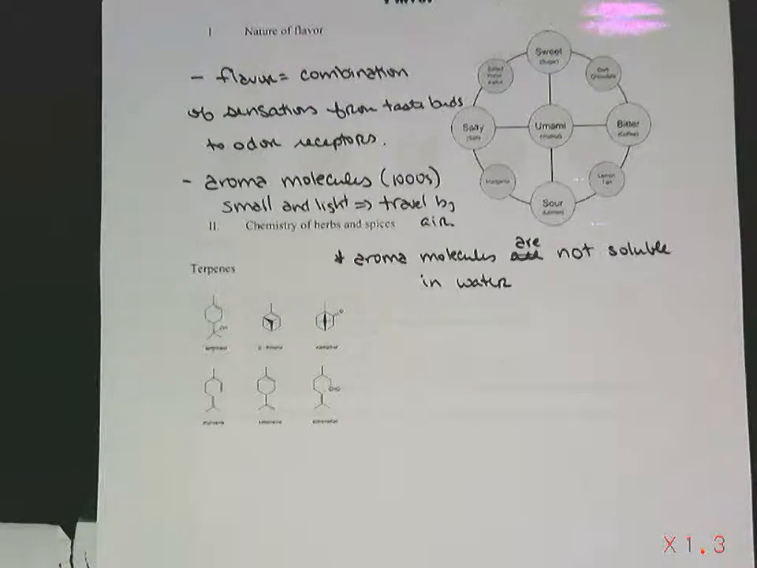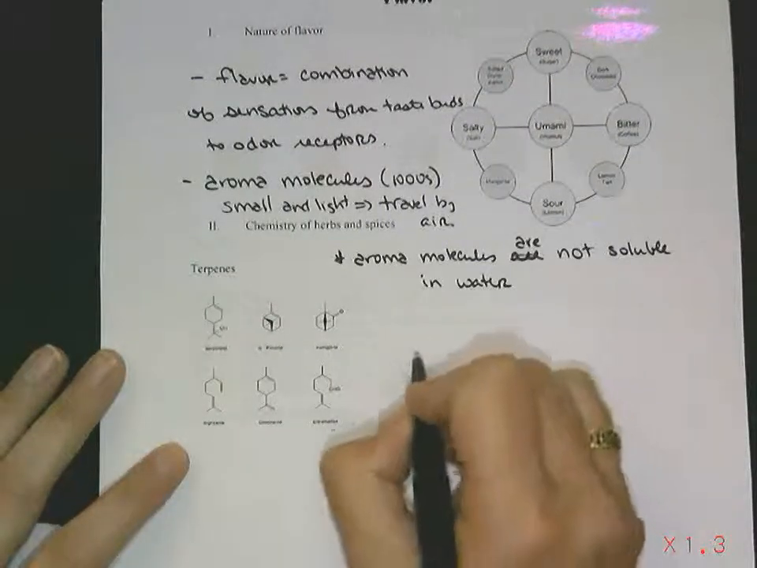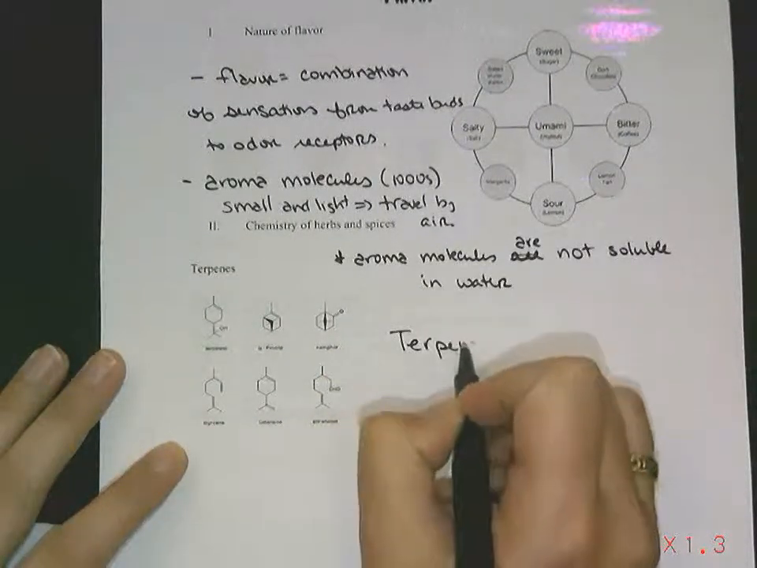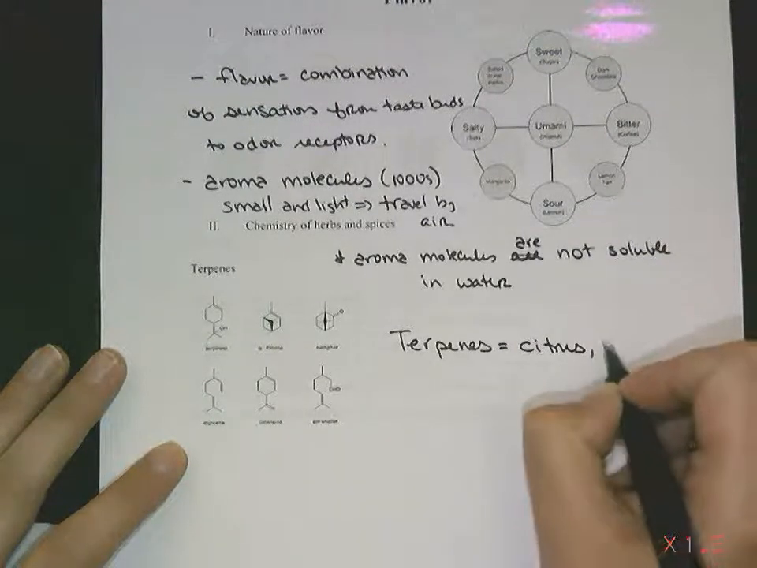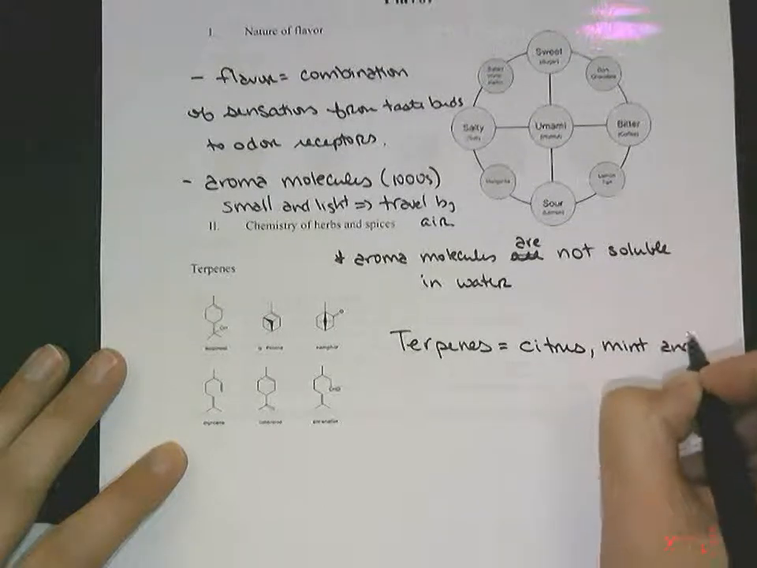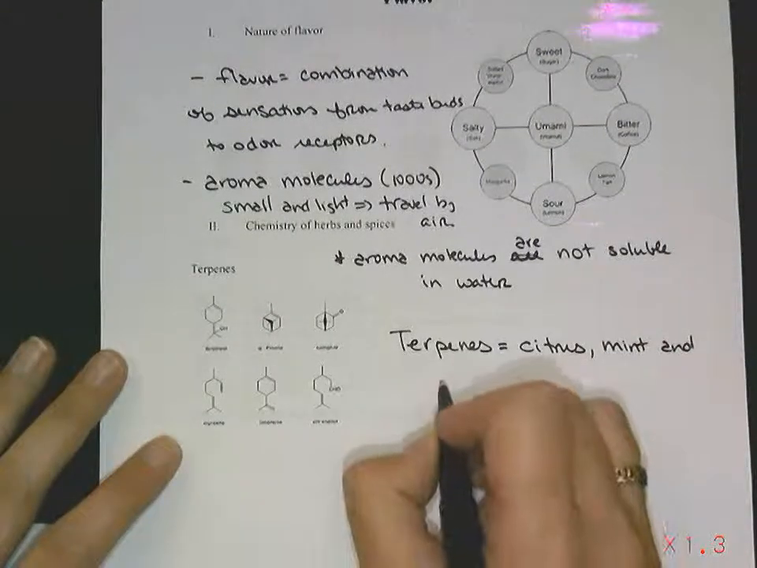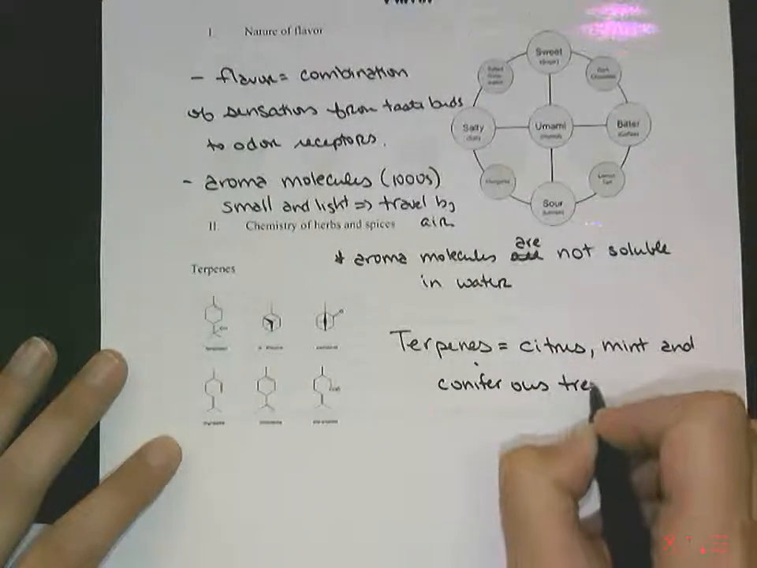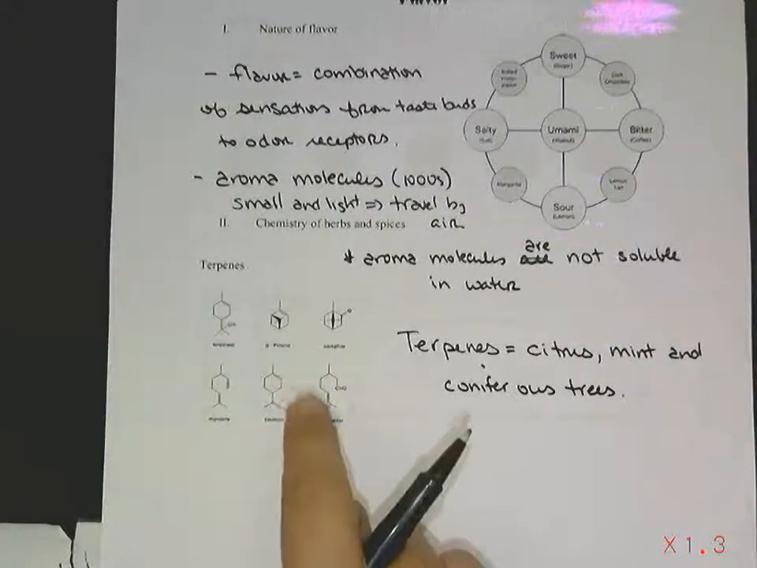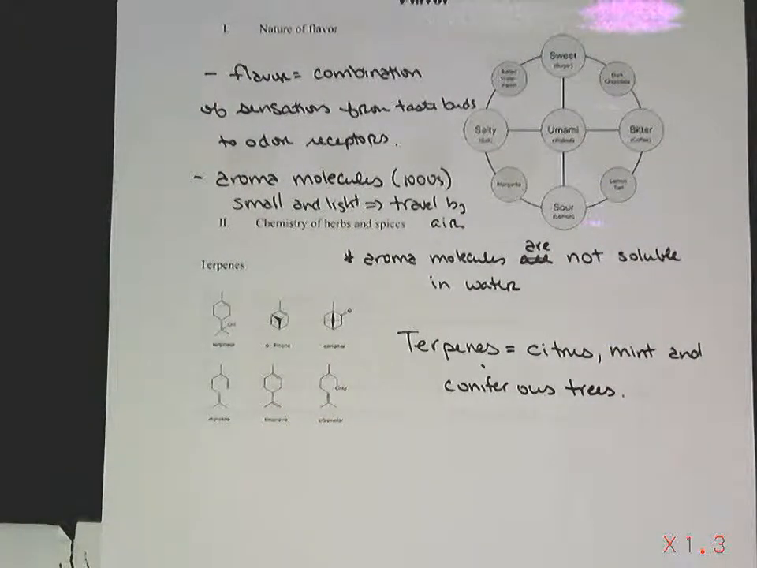The first category of molecules I'm going to talk about are terpenes. Terpenes are molecules of the citrus, mint, and coniferous trees. Here in this figure, I have a few examples of them, but there are 3 you need to be able to identify.